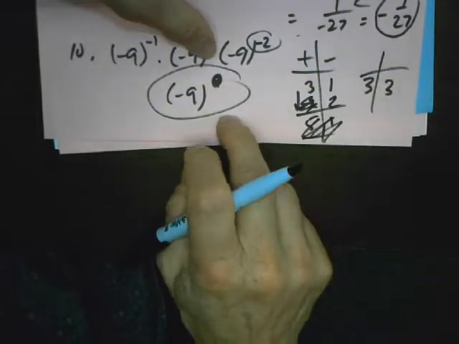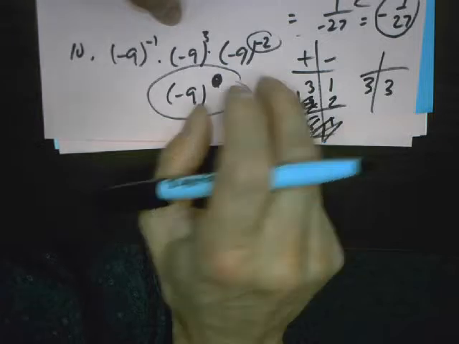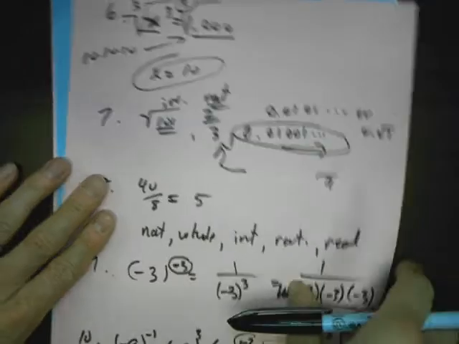And I know anything to the 0 power is 1, but the directions weren't to simplify. The directions were to rewrite using 1 base. So, good thing I checked my answers. I caught my mistake. Next problem.